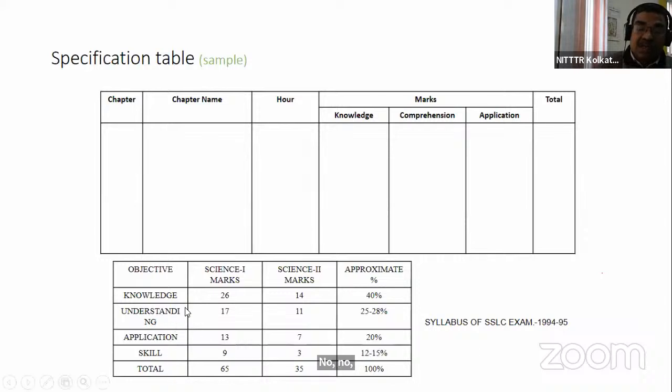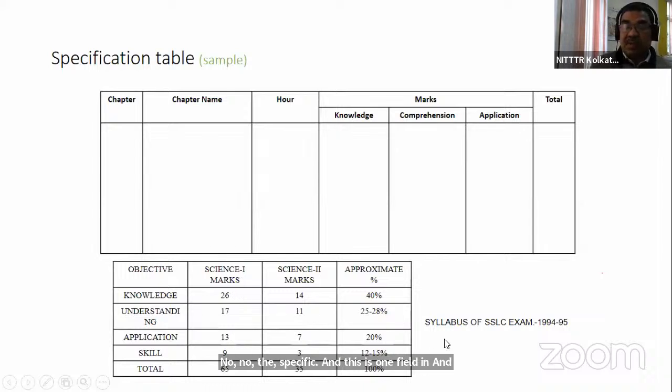And this is one filled-in specification table for an SSC level examination. They have categorized not only knowledge, comprehension, and application, but knowledge, understanding, application, and skill. Instead of comprehension, they have mentioned understanding and application, and finally the skill portion. And they have mentioned both the subjects.